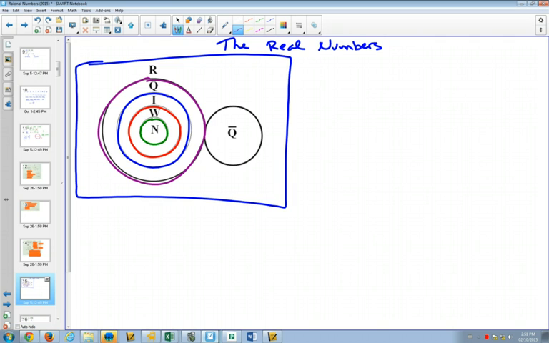There are some numbers that cannot be written as fractions, decimals that don't end without a pattern, and that is a separate circle right here. Those are your irrational numbers. But putting them all together, those are all the real numbers that we have.